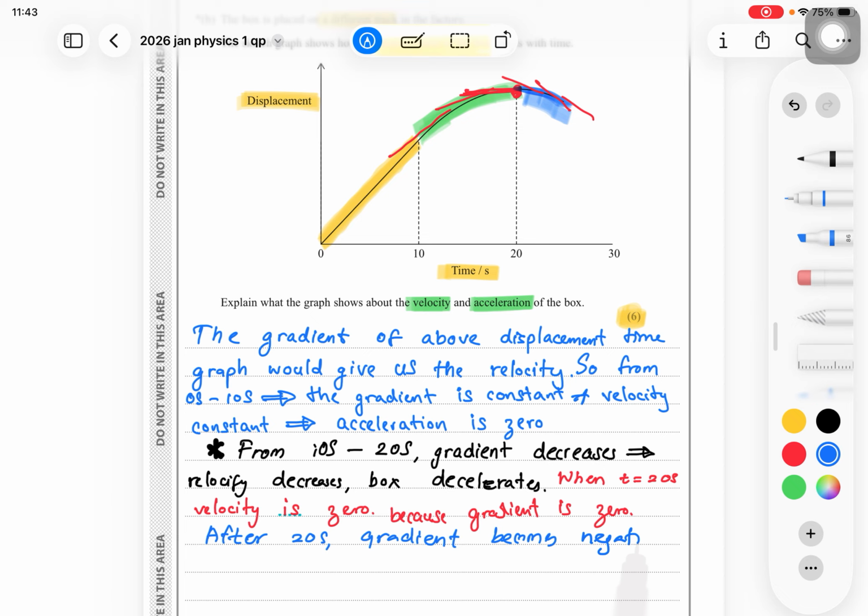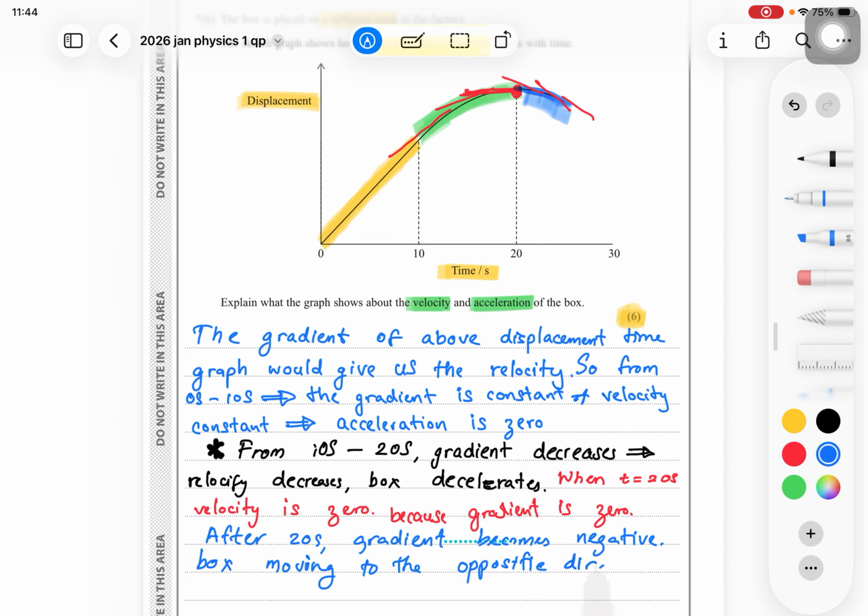It becomes negative. Not just negative, that means the box is moving in the opposite direction now. So this is how you say it: opposite direction, which means it comes backwards. That would cover everything required for the 6 marks.